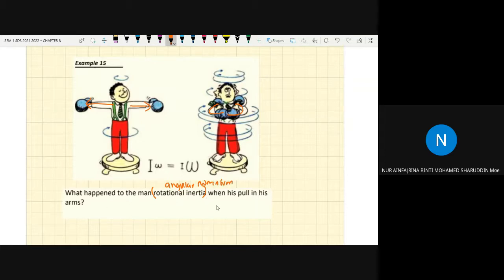Okay, so what happened? What do you think happened actually? Miss nak tanya one thing. Waktu arm dia terbuka, dia punya angular velocity tinggi ke rendah? Rendah. Tapi bila dia tutup tangan dia, angular velocity dia adalah tinggi. So you boleh buat, you boleh try. Ataupun kalau korang tengok figure skaters, bila diorang buka tangan diorang rotate dengan perlahan. Tapi bila diorang masukkan je tangan diorang rotate dengan sangat laju. Korang boleh tengok nanti, ada video. So what conclusion you can make from here?